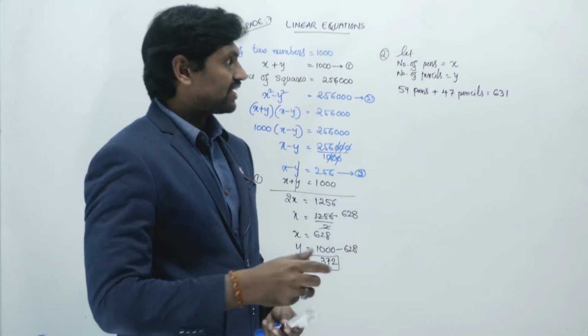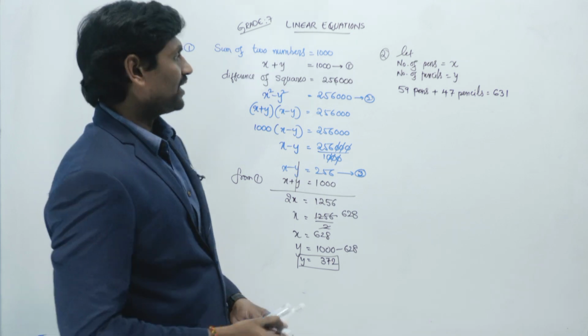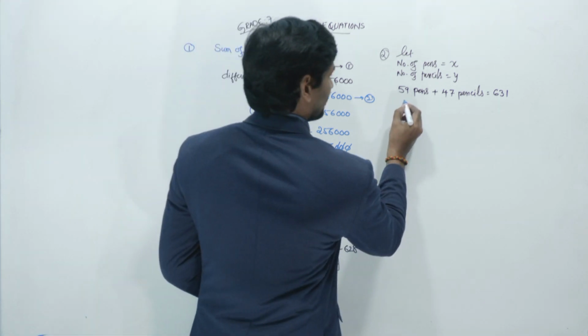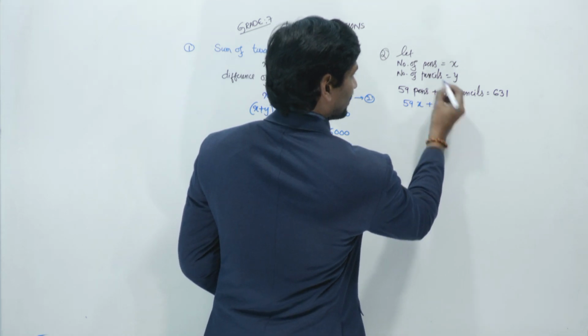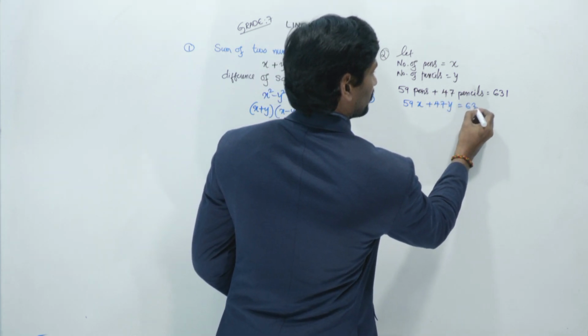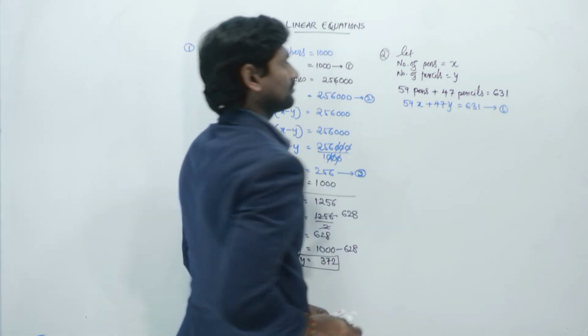So from this we can write an equation. In the place of pens we can write x. So 59x plus 47 pencils, I represent with y, equals 631. Equation number 1.